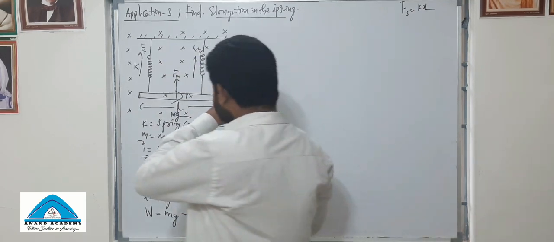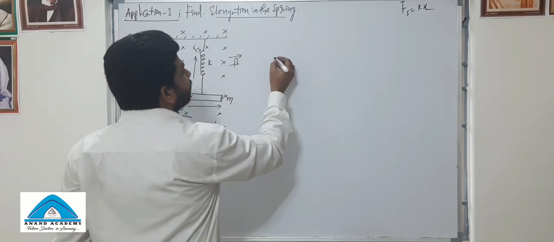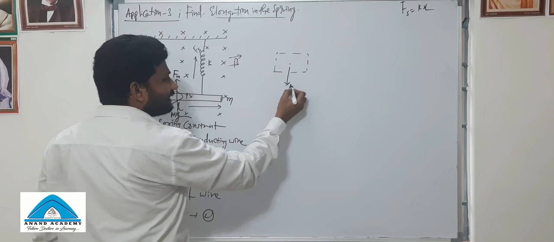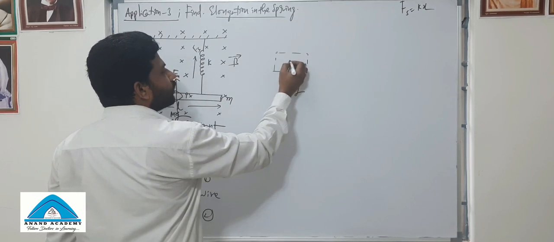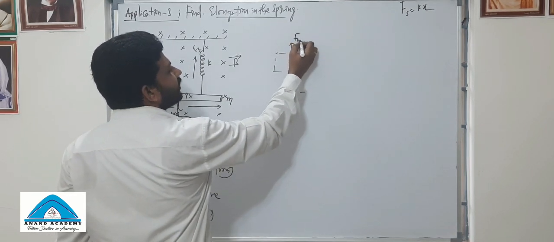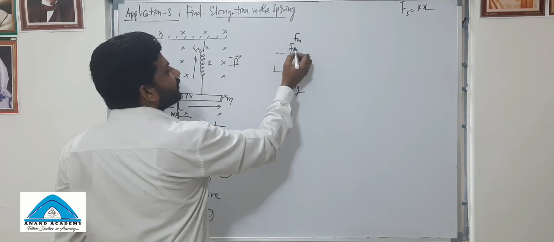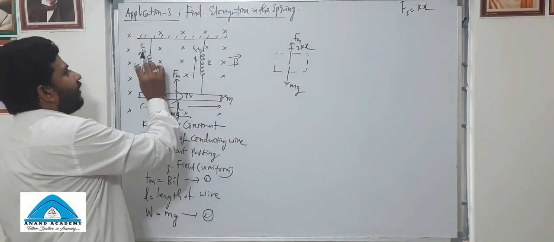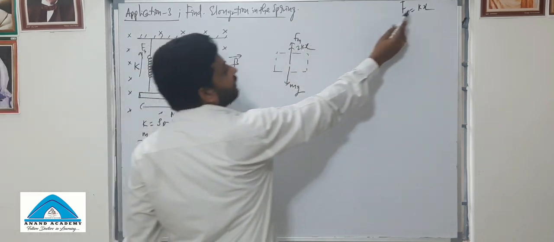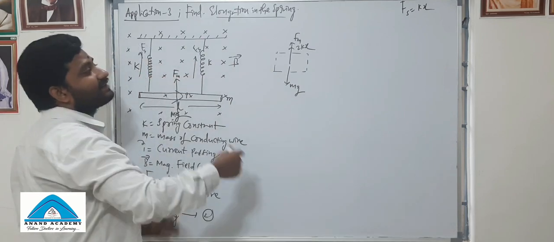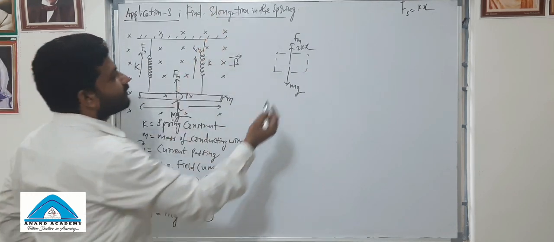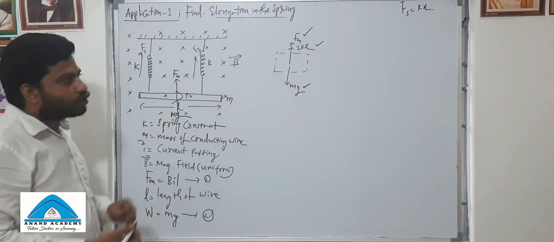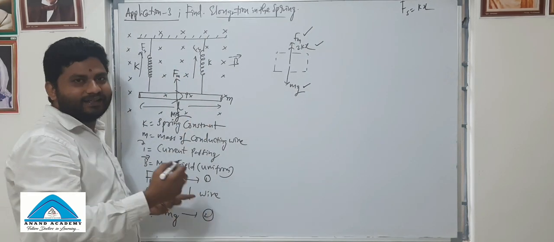So there are two spring forces. If you draw the free body diagram of the complete setup, there is mg, there is a magnetic force, and on this there is 2kx. What is this 2kx? 2Fs, that is Fs plus Fs, right? One Fs is kx and another Fs is kx, so total 2kx. So it's a spring force, it's a magnetic force, and it is weight. Okay, so the net force acting.